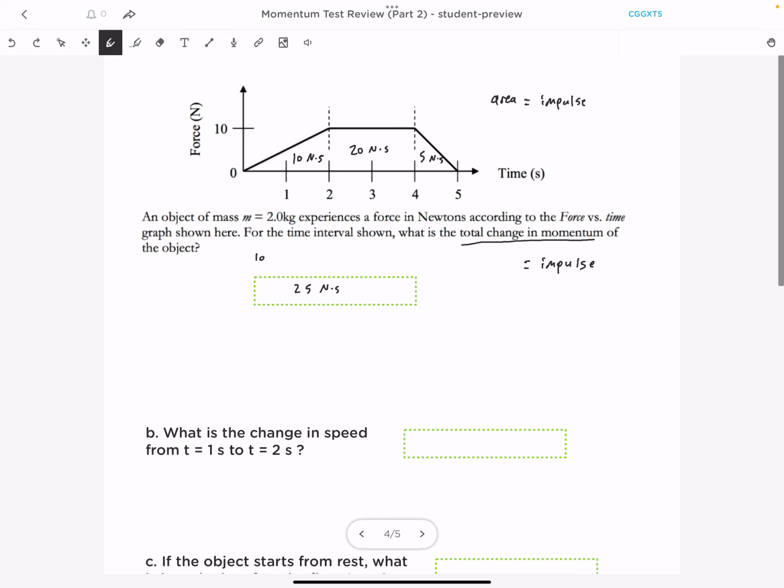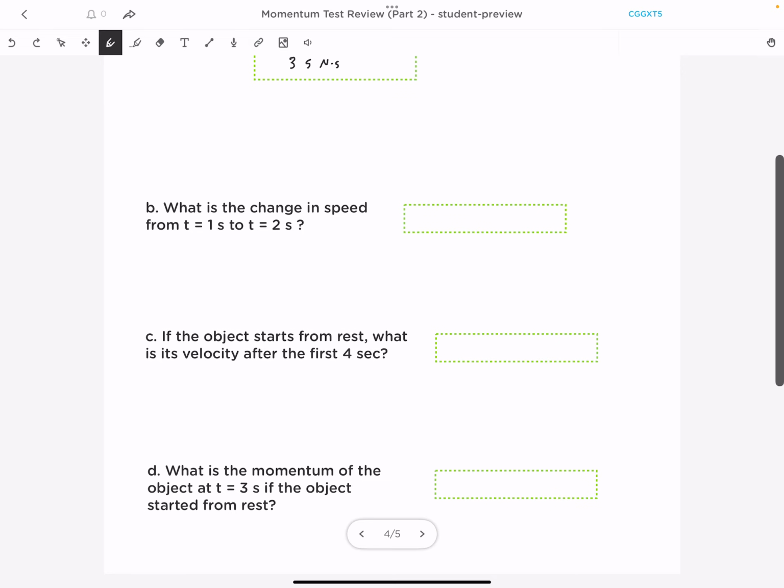I can also write it out. So 10 plus 20. Wait, what am I doing? Not 25, 35. Right, 10 plus 20 is 30, plus another 5, we get 35. All right, so 35 Newton seconds. All right, I'm a little tired messing up the calculations.